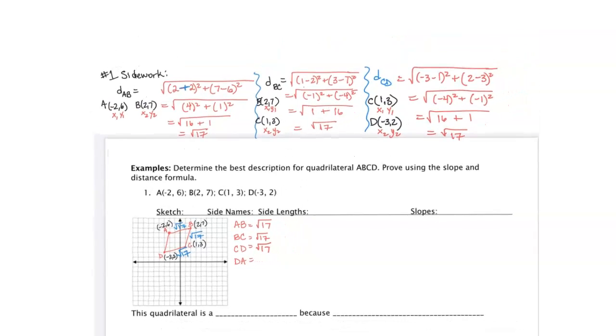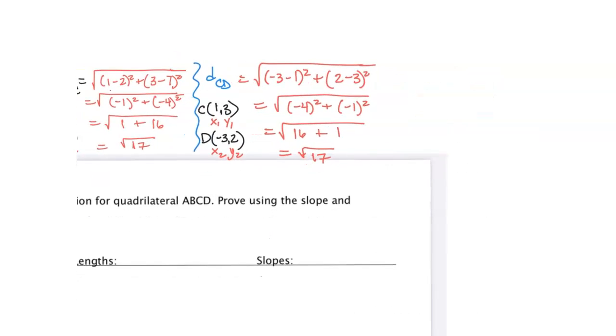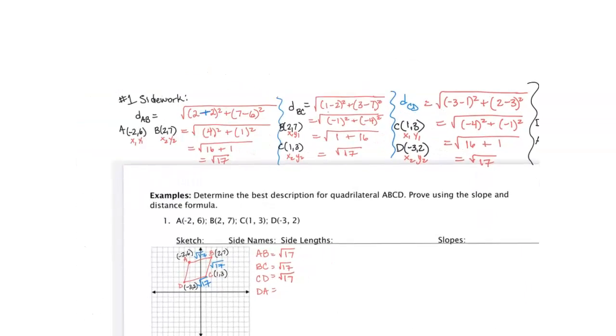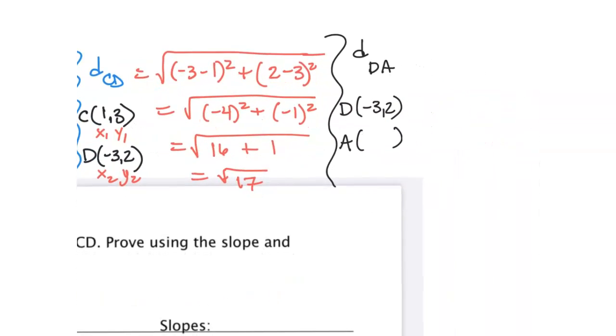All right, one last side to calculate, and that's side DA. We don't know what the measurement of side DA is. But if you're kind of thinking about it, I'm almost certain that DA is going to be the square root of 17 as well. But we have to go ahead and calculate it. So the distance of D to A. Well, point D is (-3, 2), and point A is (-2, 6).